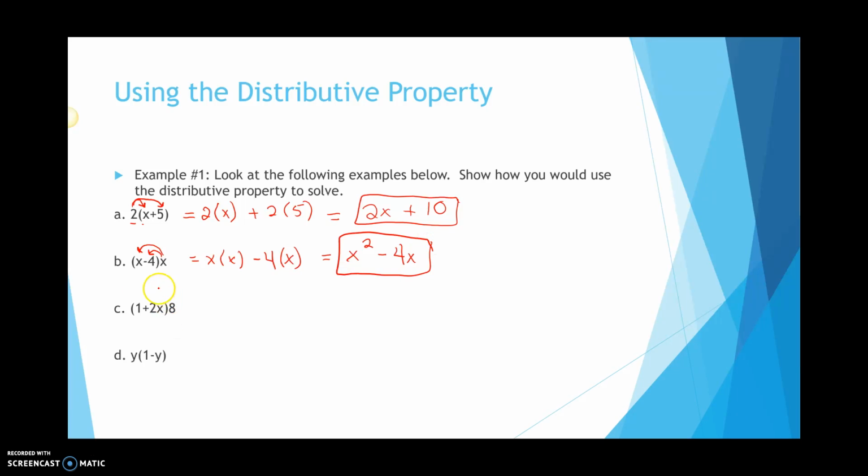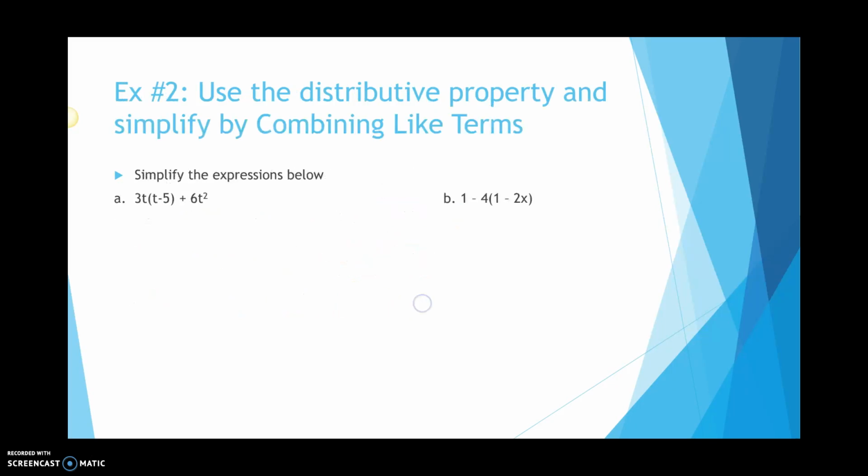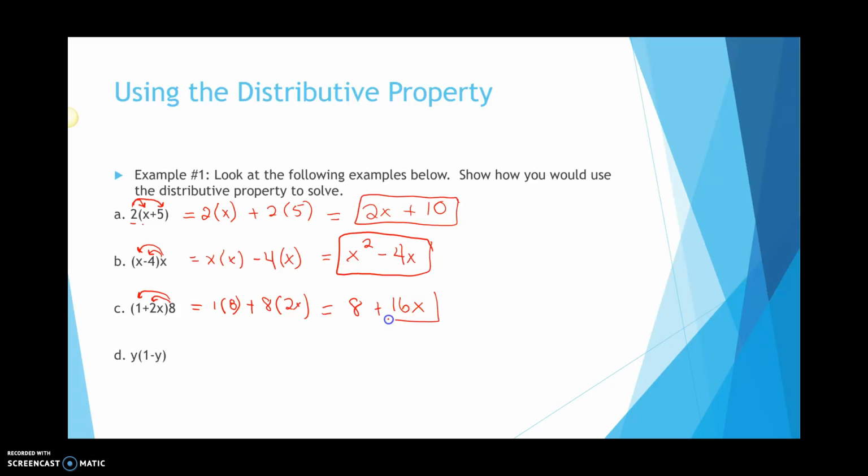For C, very similarly, 8 is now at the end, so in parentheses we have 1 plus 2x, and then outside the parentheses times 8. So distribute 8 to 1, 8 to 2x, so that's 1 times 8 plus 8 times 2x, and simplified this would be 8 plus 16x. Answer.